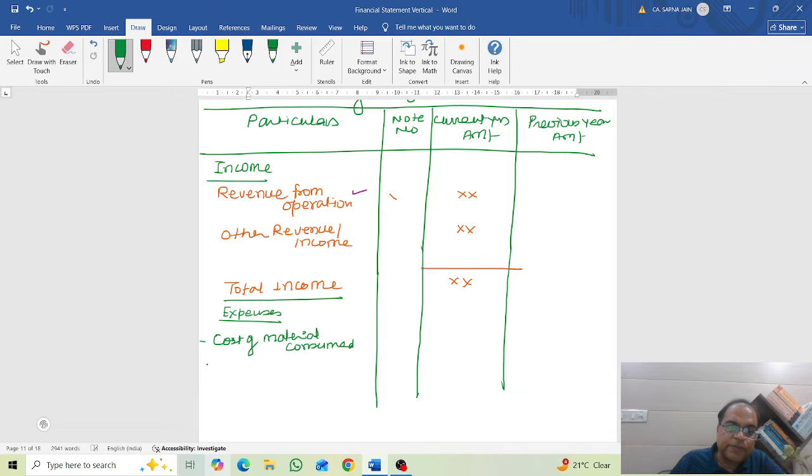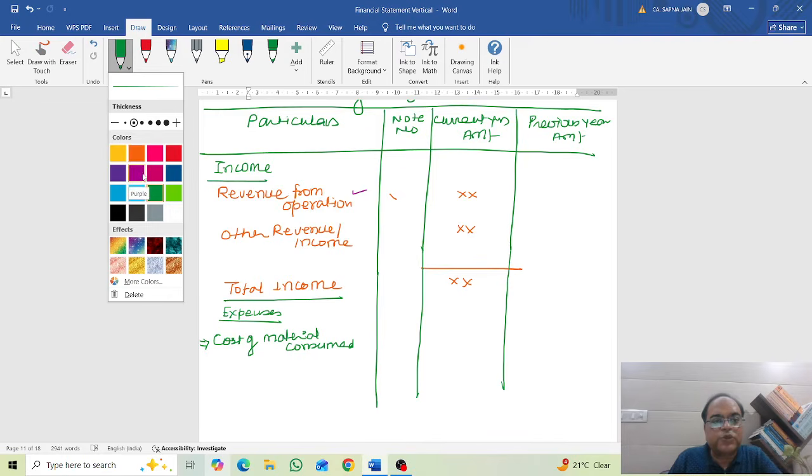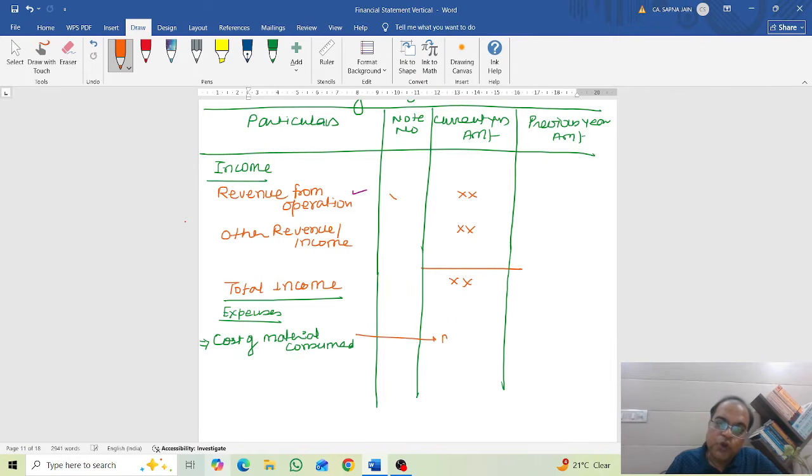Number first is cost of material consumed. Now the question is, what is cost of material consumed and who will use it? Only the manufacturer will calculate cost of material consumed.